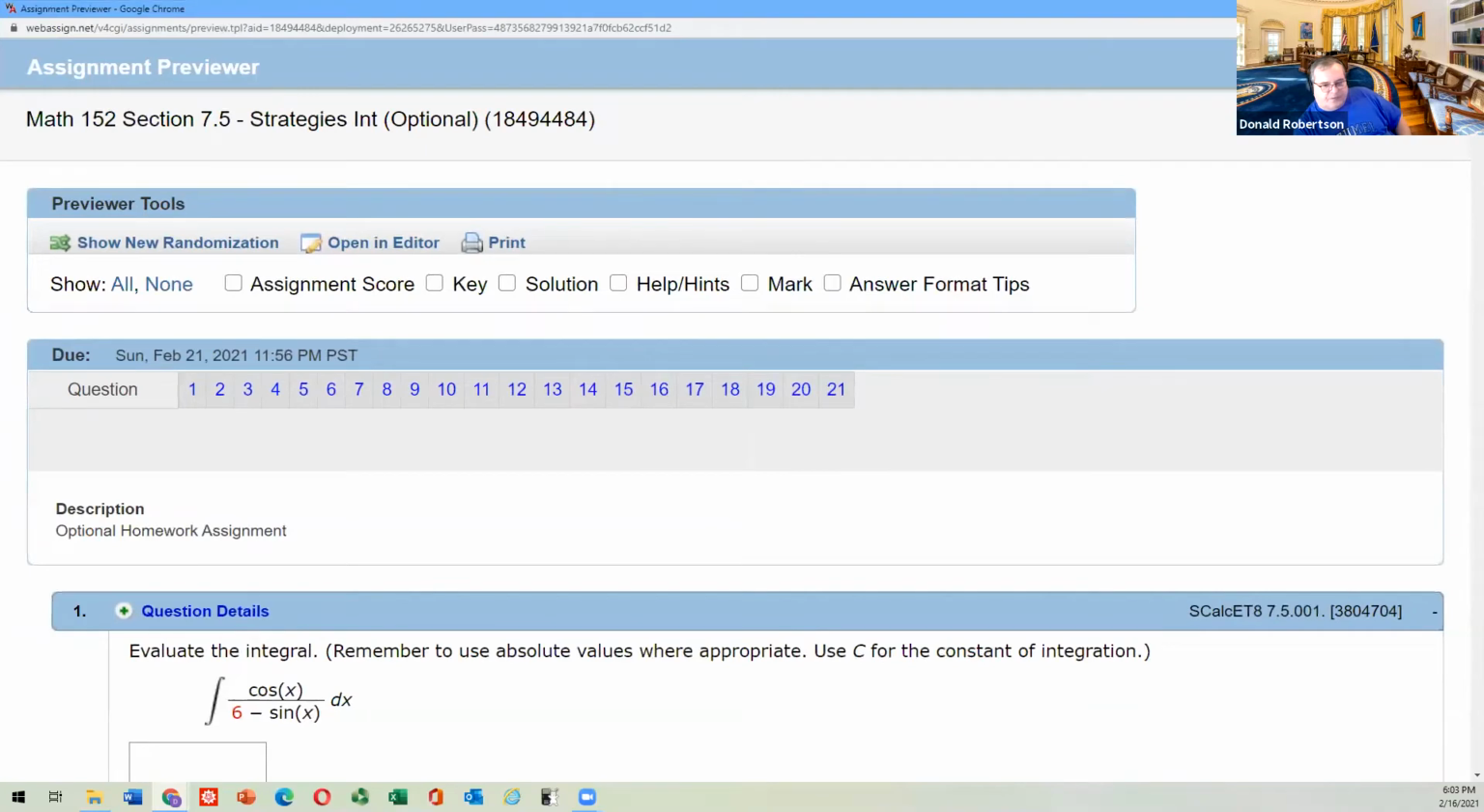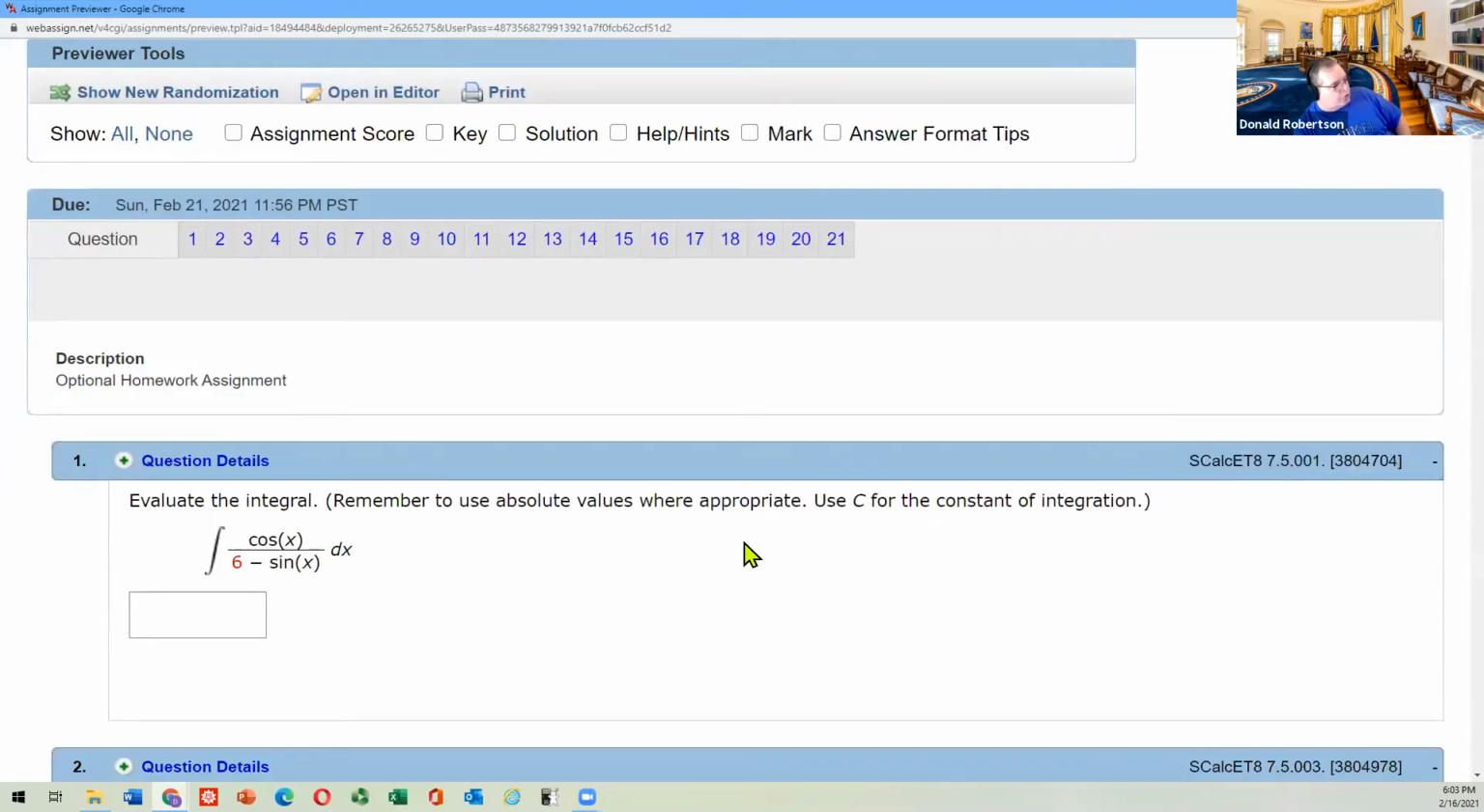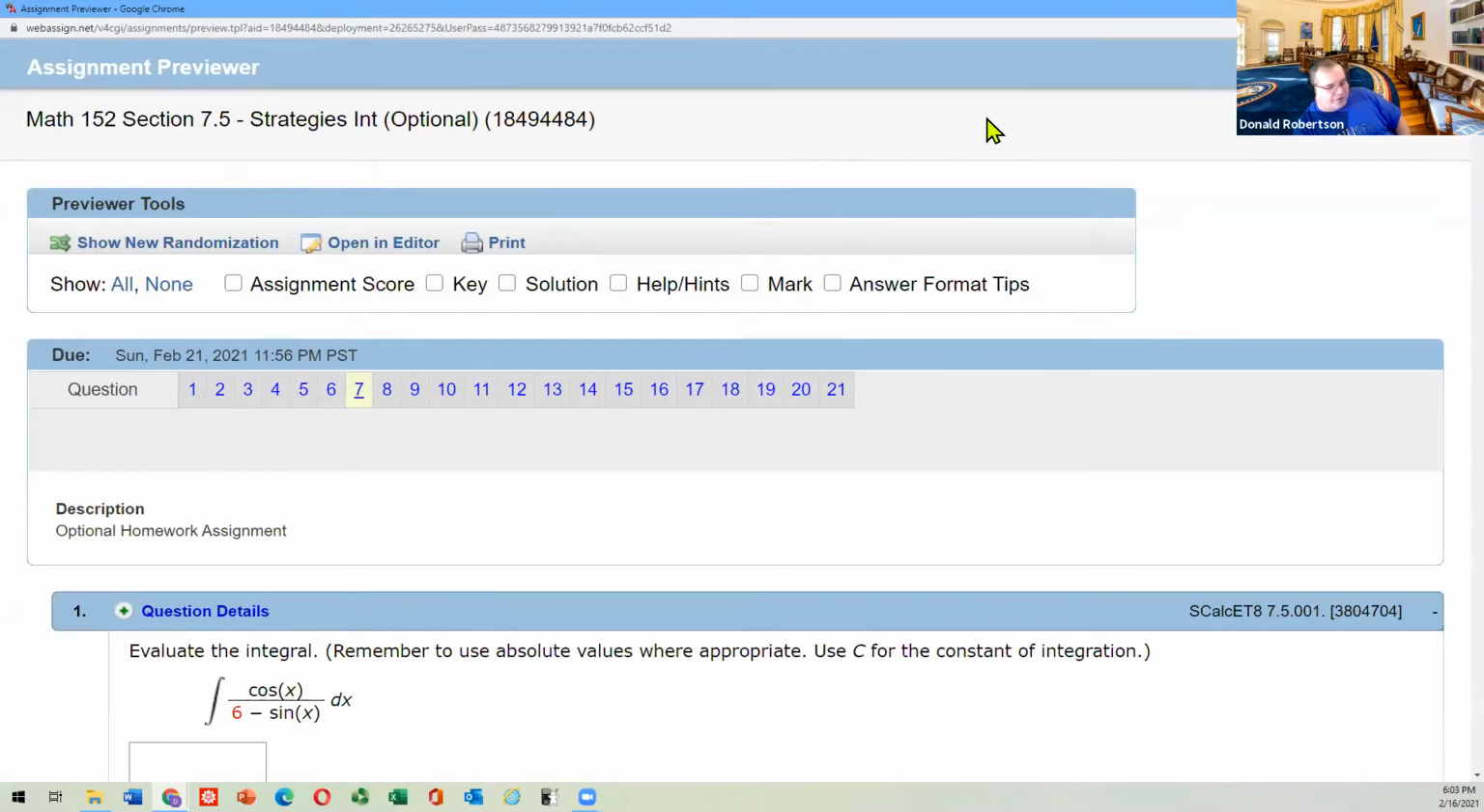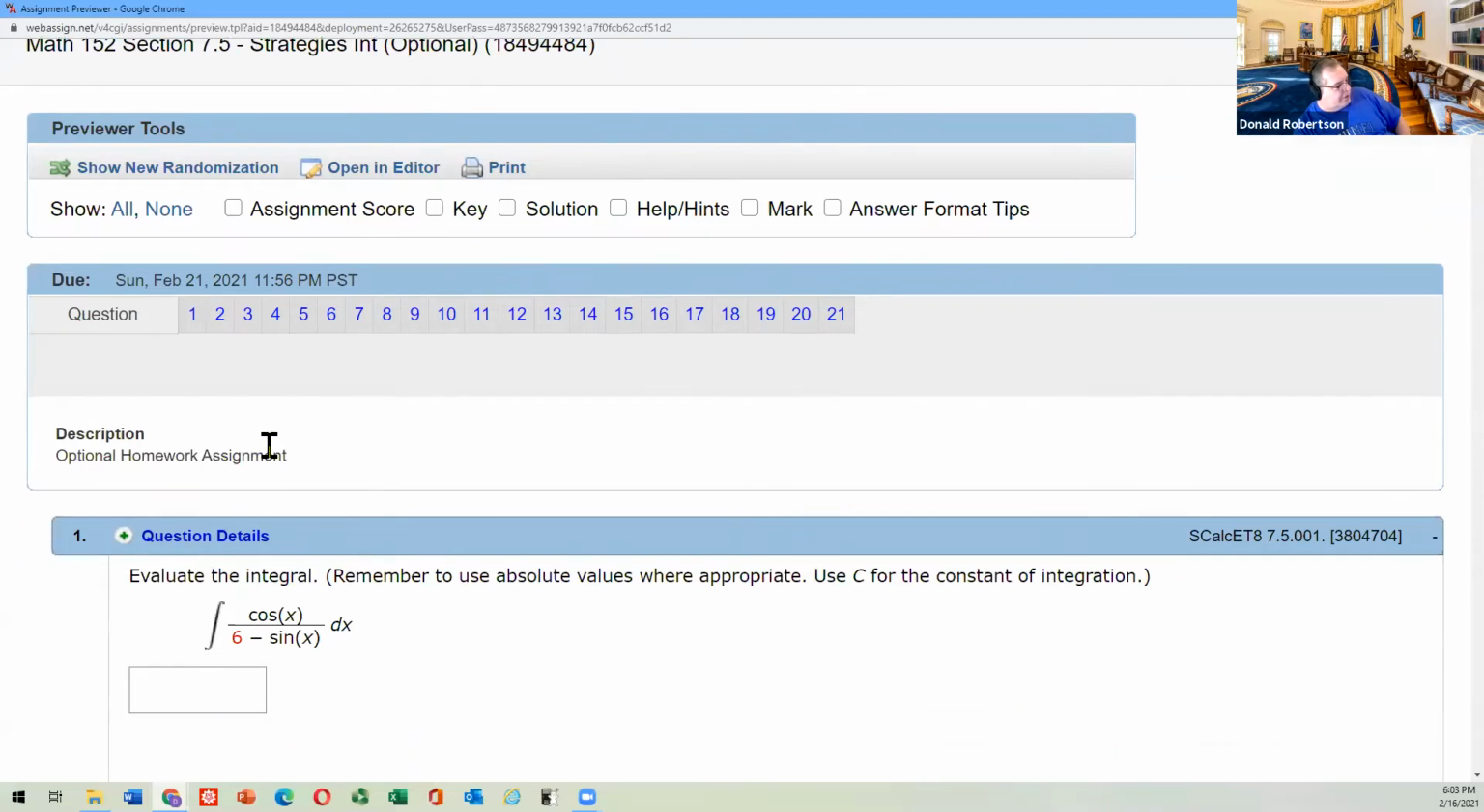Right. So I don't know, are you looking at the inside of 7.5 now? I've opened and closed so many windows, I'm not sure what I've done. Right, there are a whole 21 questions, so it's totally optional. So you might just go in and do some, you might go in and do them all. What you have here is essentially integrations where you have to pick the method.